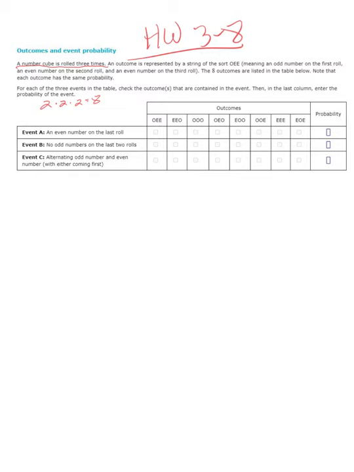And you see them in a list here. E is for even, O is for odd. So the question for event A, the probability of event A is, what's the probability of getting an even number on the last roll? So what you're going to do is go through here and check whichever ones have an E coming up last. All of those are even on the last roll. See, they all have an E being the last thing there. There are 4 of them, so you've got a 4 out of 8 chance.